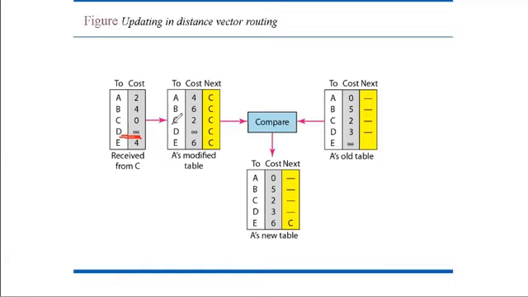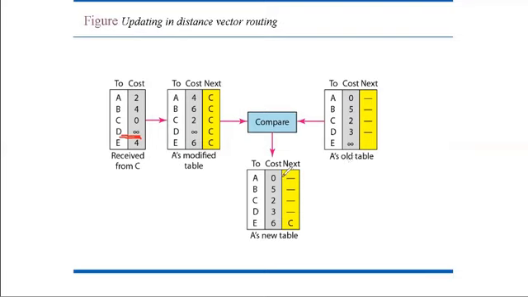There is only one question, basically: how much of the table should be shared? Here only two columns are shared. The next hop is not shared, only the first two columns are shared, because the third column, the next hop column, is not useful for the neighbor, and whenever the neighbor receives the table, this next hop column needs to be replaced. So only two columns are shared, and A will modify its table, compare the tables, and get this new table.